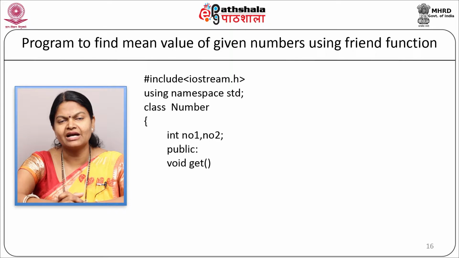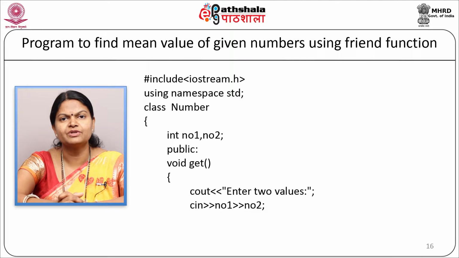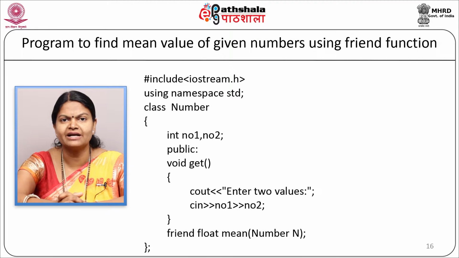Inside get we will have the code: cout, enter the two numbers. We will take the two numbers from the user as cin number1 number2. Our member function will end. Now we will have one function which will be a friend of this particular class. So only the prototype of this function will come. It will be: friend float mean, and inside the brackets, Number n.